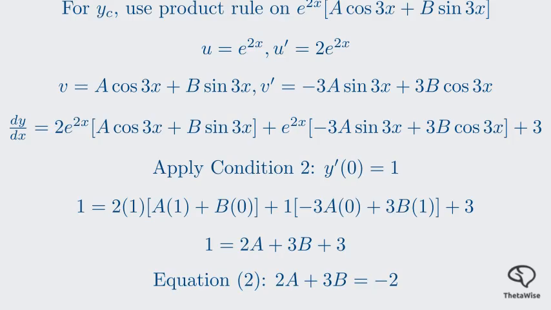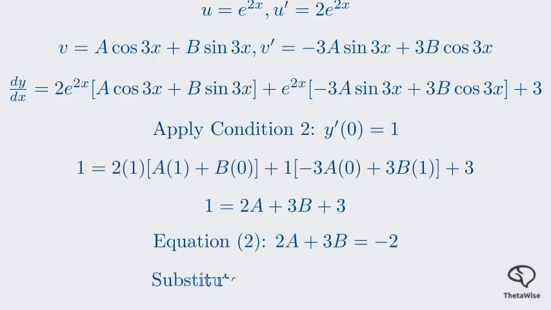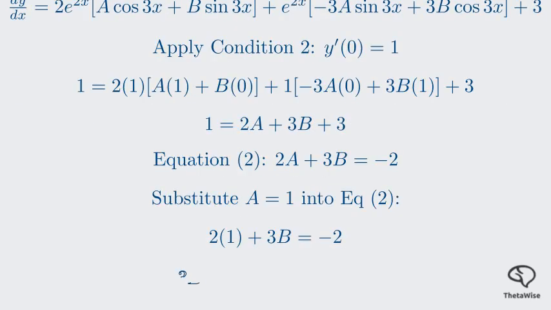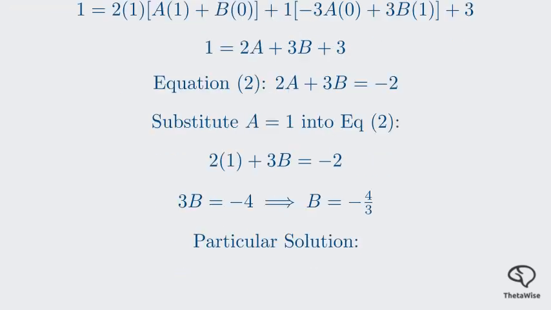We now have two equations. We already found a equals 1. Substitute a equals 1 into the second equation: 2 times 1 plus 3b equals negative 2. This means 3b equals negative 4, so b equals negative 4/3. We have now found both constants. Let's put it all together to write the particular solution. Substitute a equals 1 and b equals negative 4/3 into the general solution. The particular solution is y equals e to the 2x times the quantity cos 3x minus 4/3 sin 3x, plus 3x plus 2. And that is our final answer.